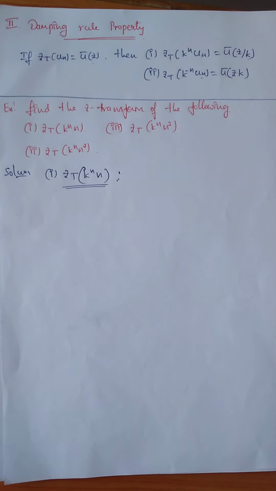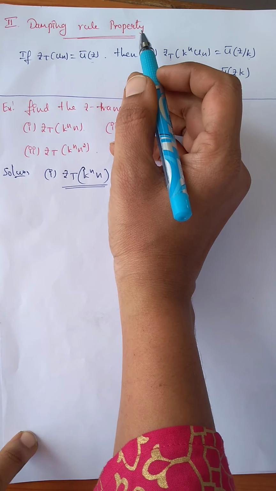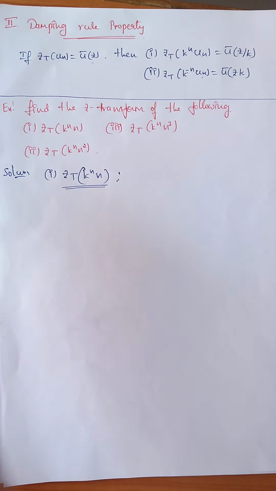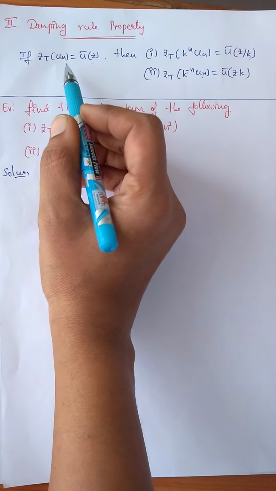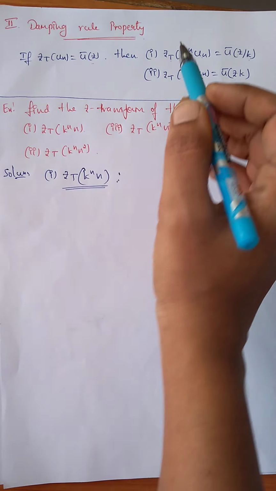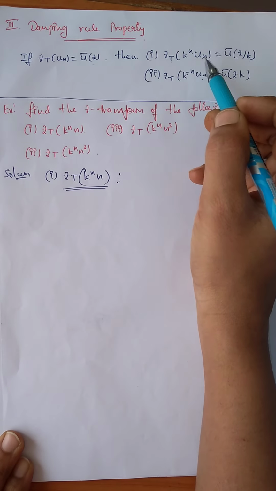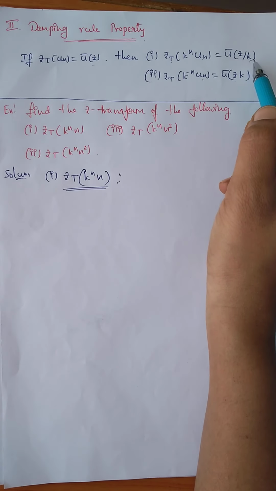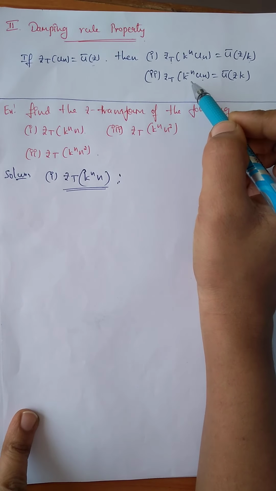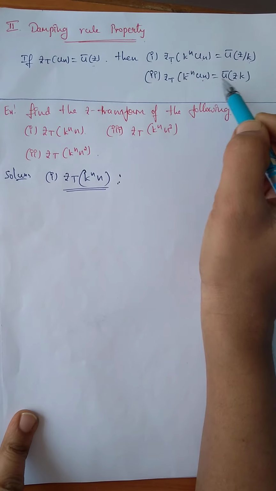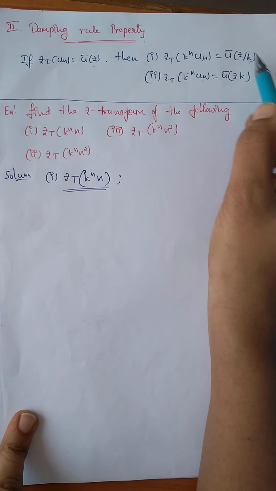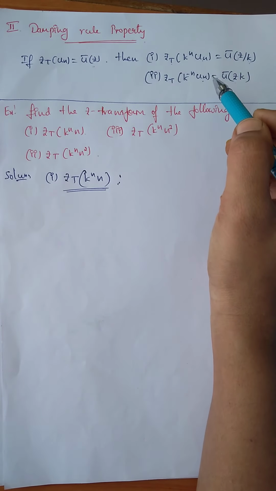Okay students, I go to next property in Z transform, the damping rule property. According to this property, the statement is: if Z transform of u(n) is equal to u bar of z, then Z transform of k to the power of n u(n) is equal to u bar of z by k, and Z transform of k to the power of minus n u(n) is equal to u bar of z into k. Okay, this is the property statement.